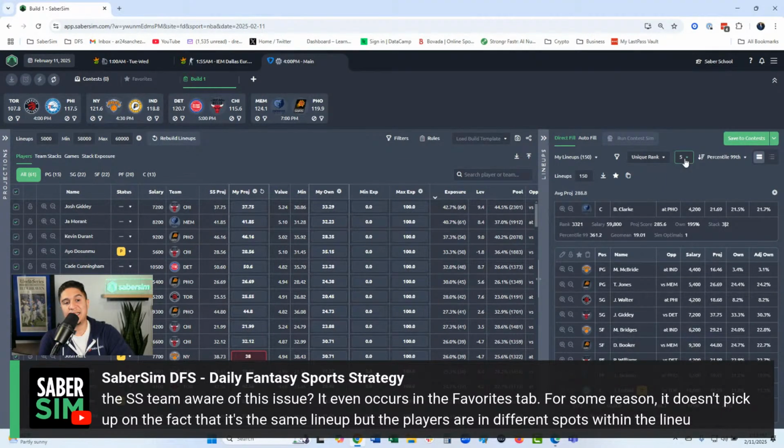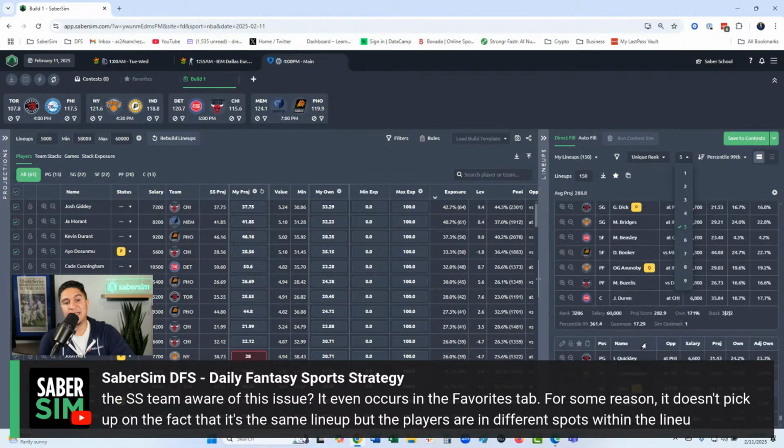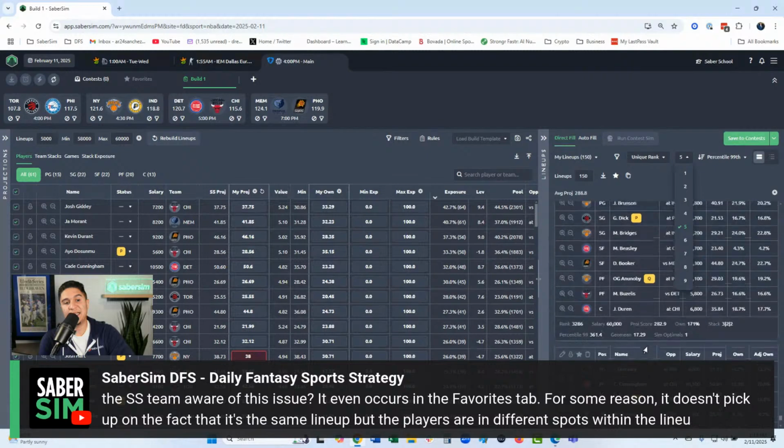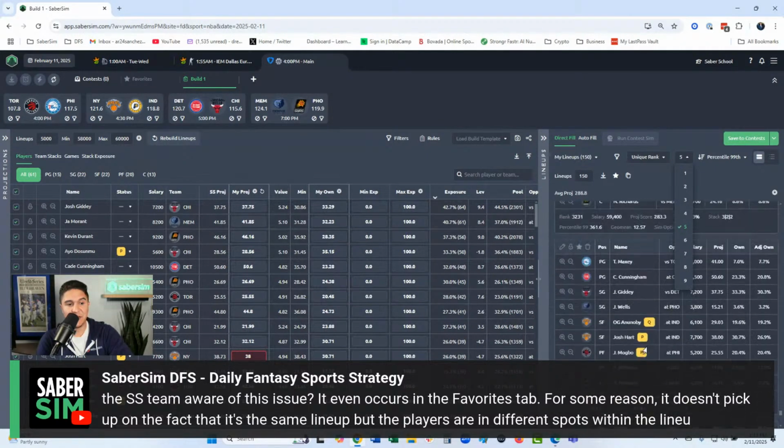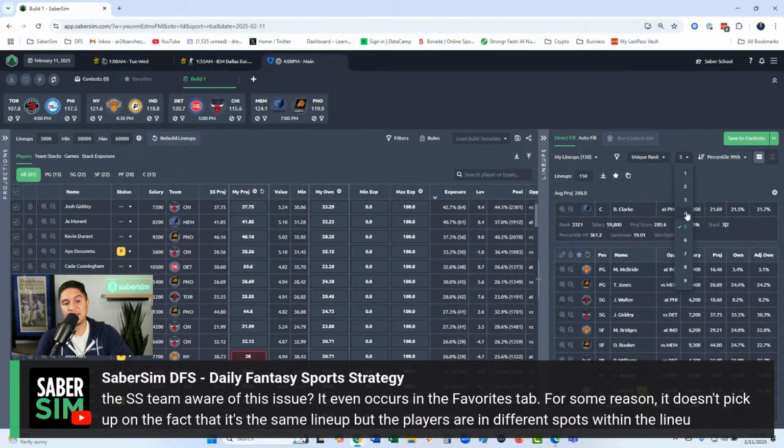I would probably say, I'm just scrolling here, right? All these lineups in like the 3,000s. I don't love this. I would probably go back to 4 at this point. I maintain that extra.